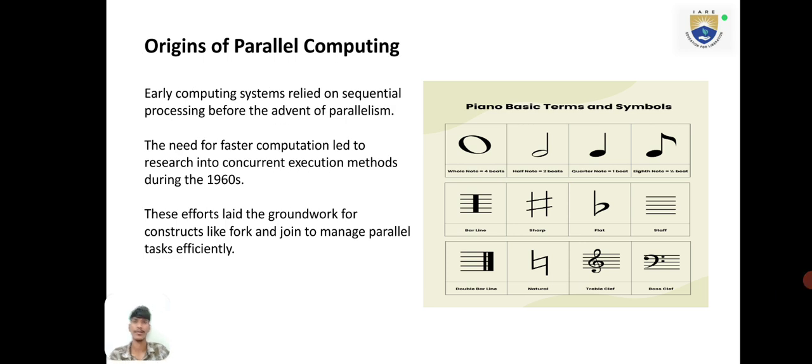Origins of parallel computing. Early computing systems relied on sequential processing before the advent of parallelization. The need for faster computation led to research into concurrent execution methods during the 1960s. These efforts laid the groundwork for constructs like fork and join to manage parallel tasks efficiently.